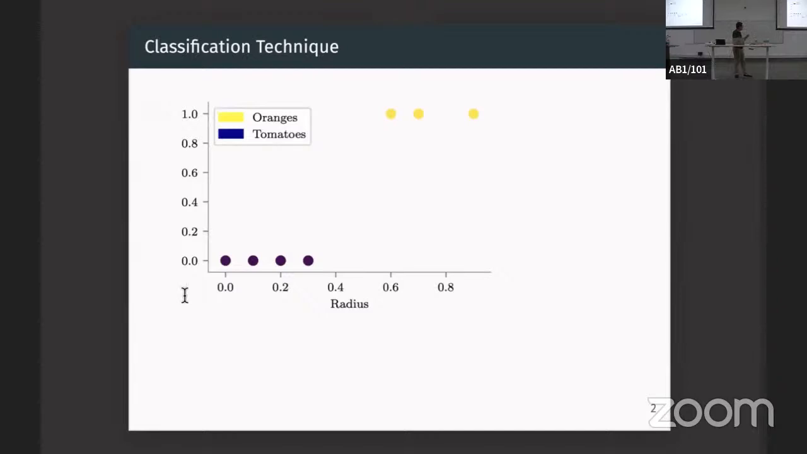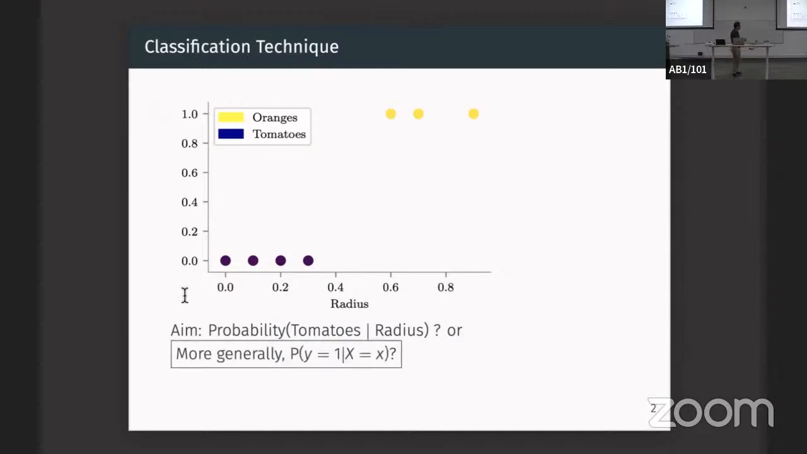Actually, I'll draw this graph again, indicating y equal to 1 for oranges and y equal to 0 for tomatoes, right? But we have already done this, so our aim is to answer questions like, what is the probability of getting an orange? Let me call it an orange, because I'm looking at the probability of y equal to 1. That's what we did in logistic regression. Probability of orange given a certain radius equal to radius, right? So in general, we want to be able to answer questions like, what is P of y equal to 1 given capital X equal to X?